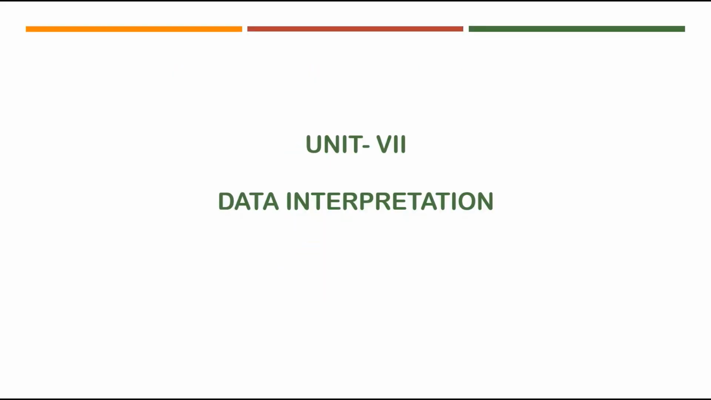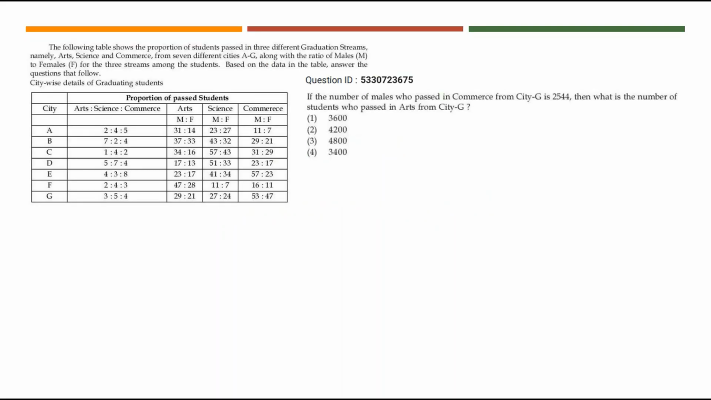Let's start solving Unit 7 Data Interpretation questions. The following table shows the proportion of students passed in three different graduation streams, namely Arts, Science and Commerce, from 7 different cities A to G, along with the ratio of males to females for the three streams among the students. Based on the data in the table, answer the questions that follow.